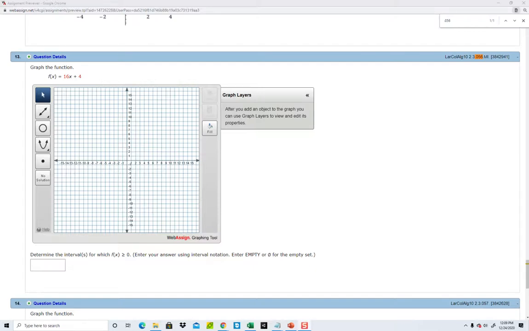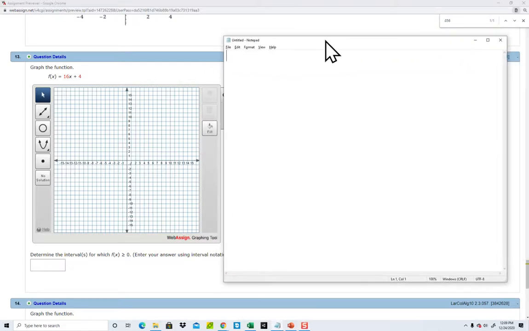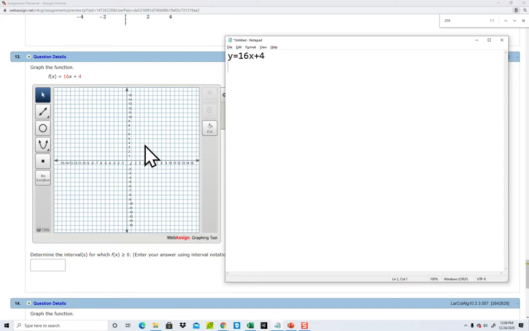Okay, let me talk about this one. I want to graph this, which is y is equal to 16x plus 4. Now, you want to pick points that allow you to stay within the numbers you see on the screen. So if I put 1 in for x, 16 times 1 is 16 plus 4 is 20. That's beyond the 15 I have here. 0 would be a good one.